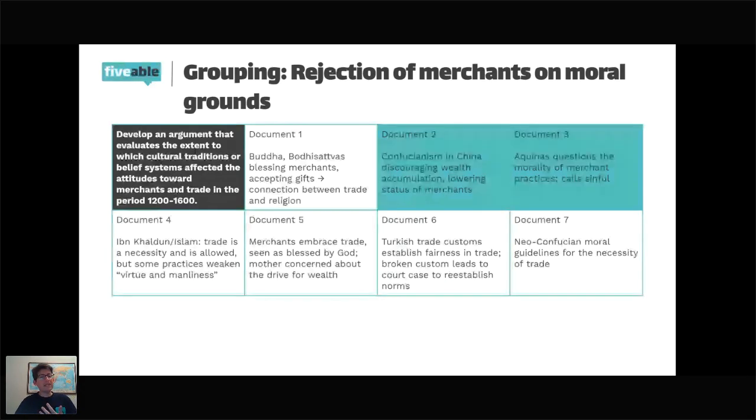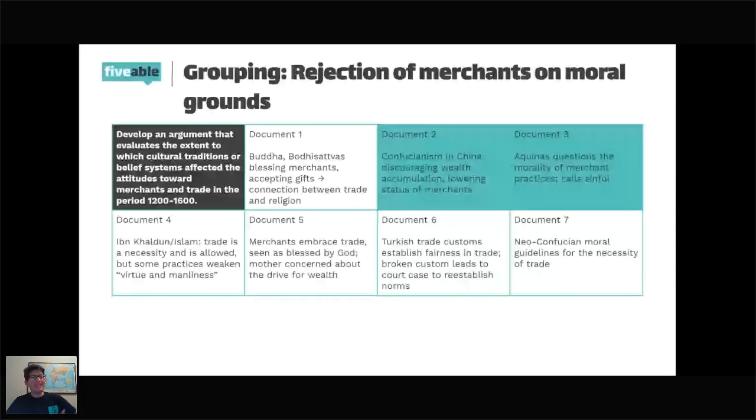For example, one of the things as we read this that stood out to me was that outright rejection of merchants and trade. So these would be cultural traditions and belief systems that rejected merchants and trade on moral grounds, right? Confucianism and Aquinas with Christianity seemed to see this action as sinful or somehow working against the good of society. But other documents said different things.